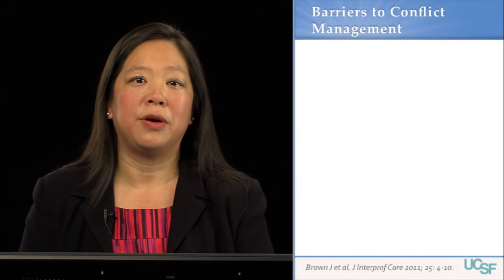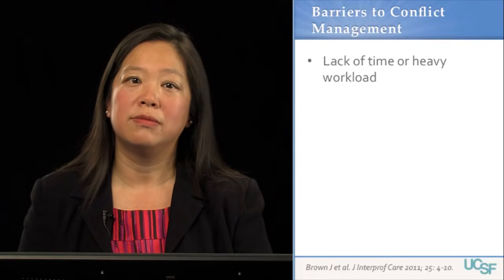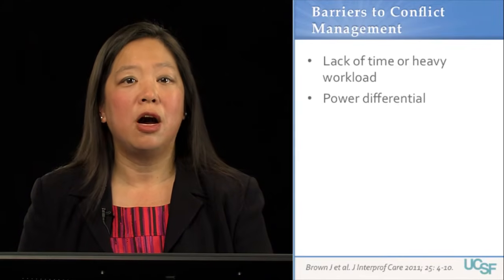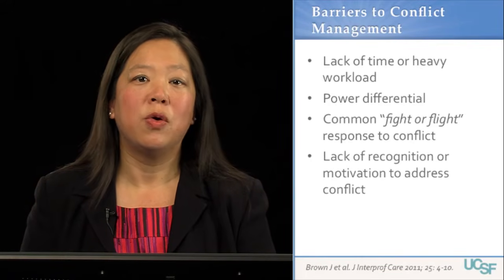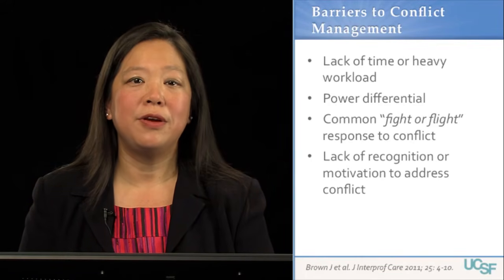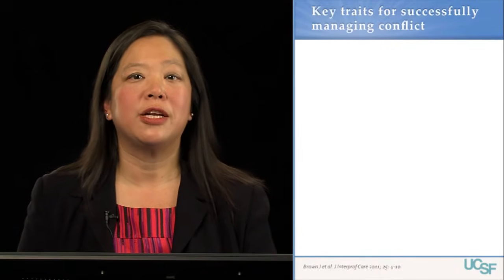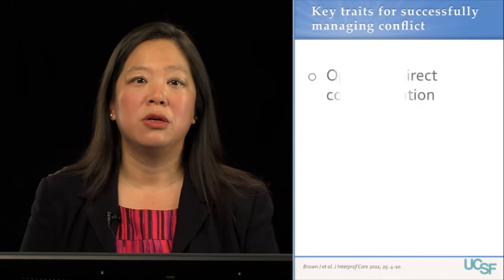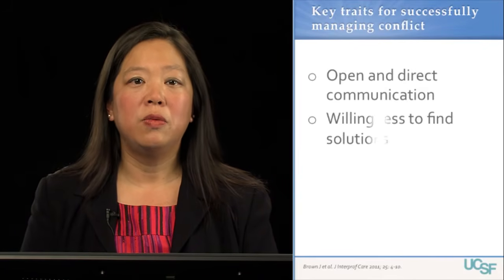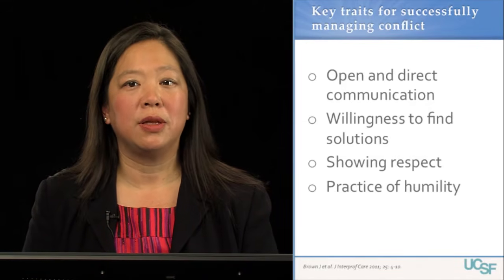There are a number of potential barriers to effective conflict management, including lack of time or heavy workload, power differential, common fight or flight response to conflict, lack of recognition or motivation to address conflict, and fear of causing emotional distress in others. We'll talk more about strategies for effectively managing conflict in the upcoming segments, but some of the key individual traits for effectively managing conflict in interprofessional teams include open and direct communication, willingness to find solutions, showing respect, and practice of humility.